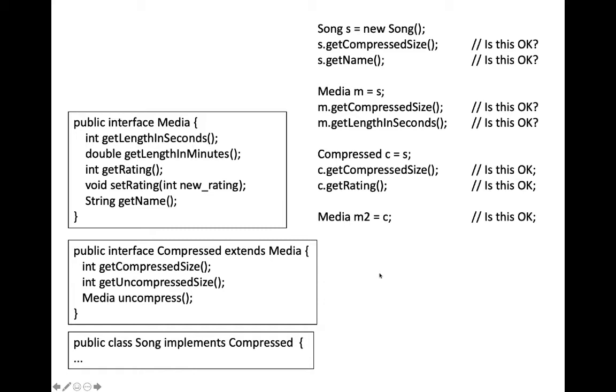Oh, people are a little less sure. So what's going on here? Well, my C is a reference to a song object and is of type compressed. That's fine. But remember, compressed is, in this example, an extension of media. So there's an is-a relationship between compressed and media. Anything that's compressed also has to be a media. So that will work just fine, because the compiler knows that compressed extends media because it's in the declaration of compressed, and therefore it can verify that is-a relationship. So yeah, no problem.